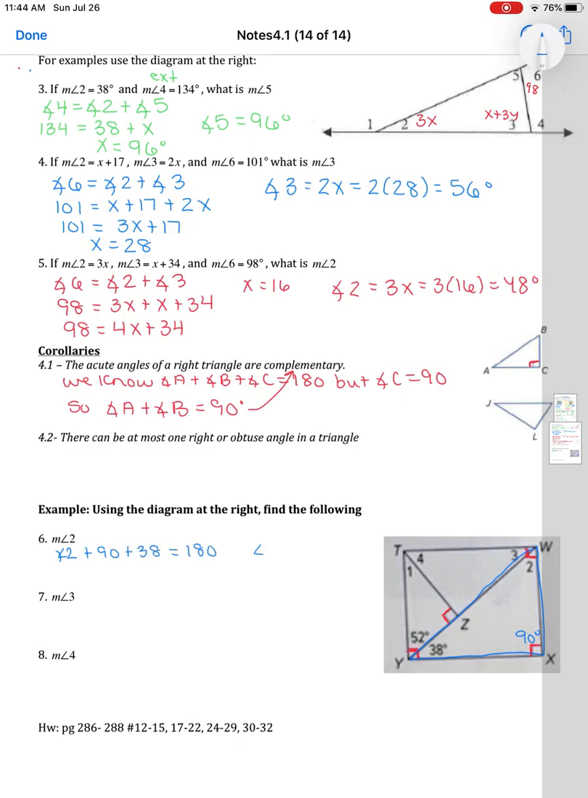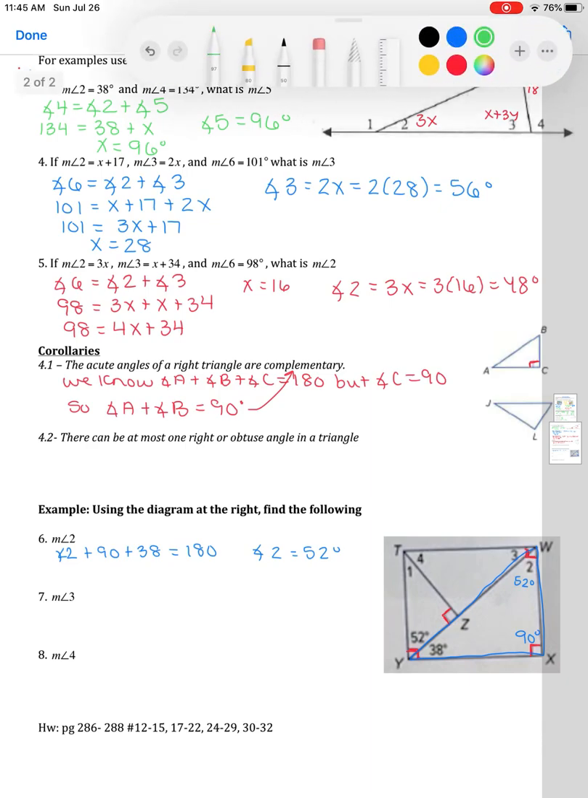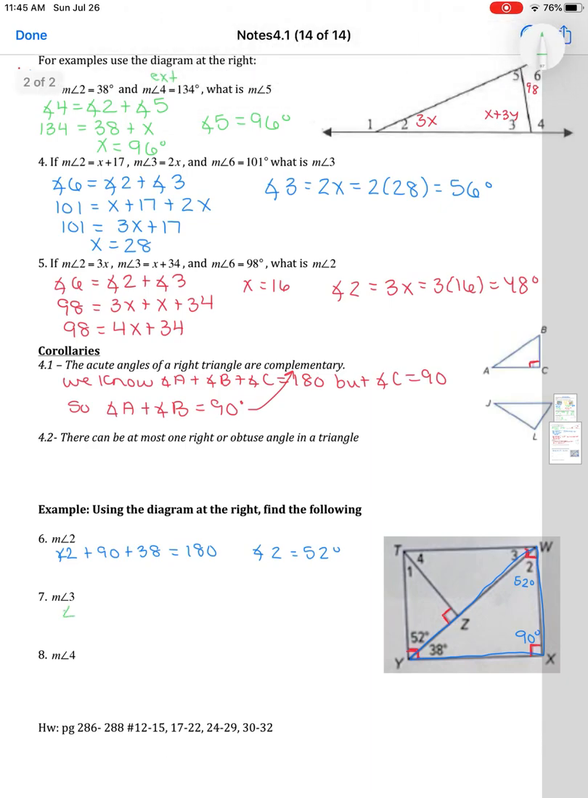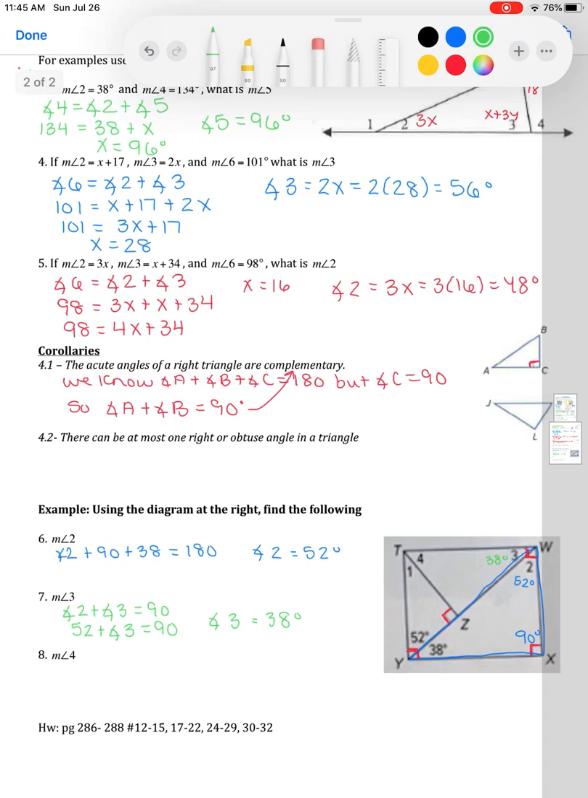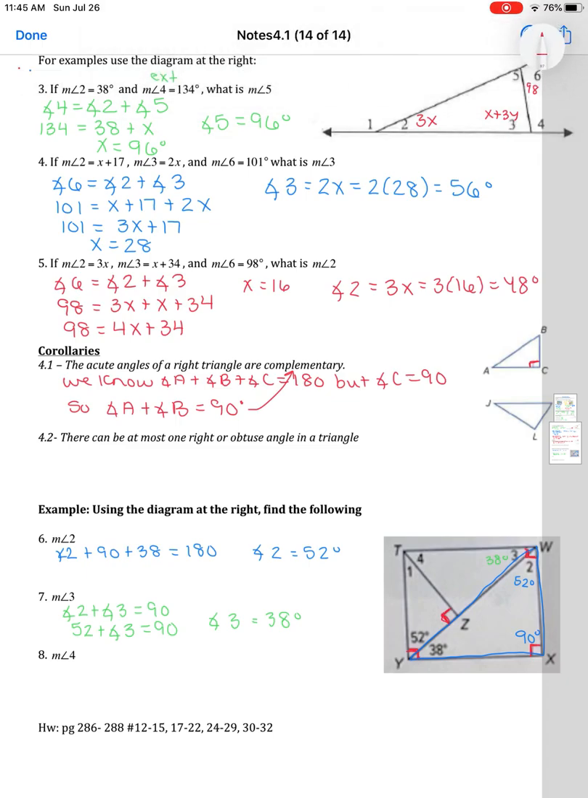It says we want angle 2, angle 3, and angle 4. So let's see if we can fill some stuff in here. I'm just going to highlight the right angles a little bit more, and we're going to focus on one triangle at a time. So I'm going to focus on this one right here. Keep in mind, anywhere you see that little box, that means 90. So angle 2 plus 90 plus 38 equals 180, which means that angle 2 is equal to 52 degrees. So we got that one.